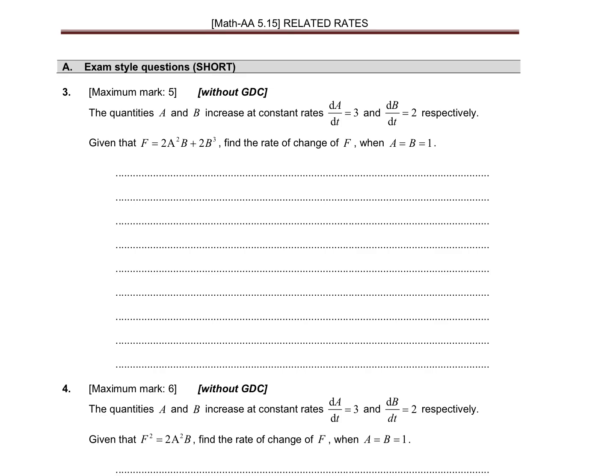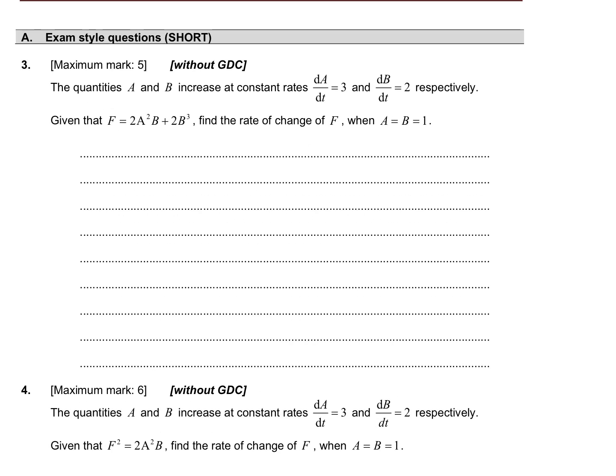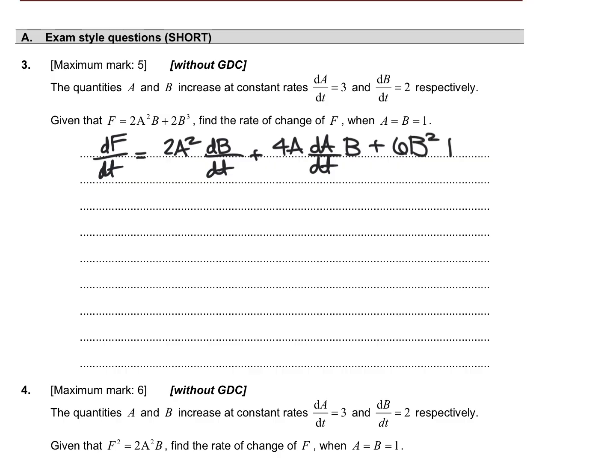Okay, we've got two quantities, A and B, and we've got their rates. Given f is that, find the rate of change of f. So we want df dt, and then we have the first times the derivative of the second plus the derivative of the first times the second plus 6b squared db dt. So everything is differentiated with respect to t.